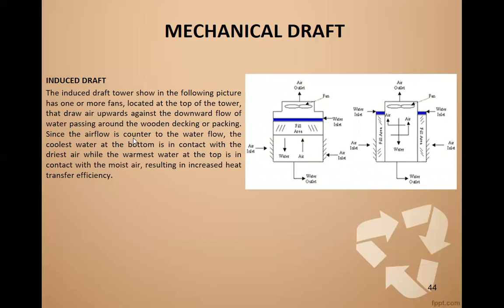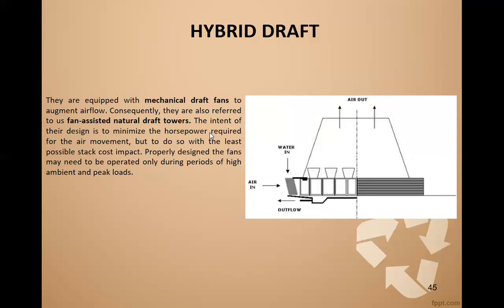The induced draft tower shown in the following picture has one or more fans located at the top of the tower that throw air upwards against the downward flow of water passing through the wooden packing. Since the airflow is counter to the water flow, the coldest water at the bottom is in contact with the driest air, while the warmest water at the top is in contact with the moist air, resulting in increased heat transfer efficiency.